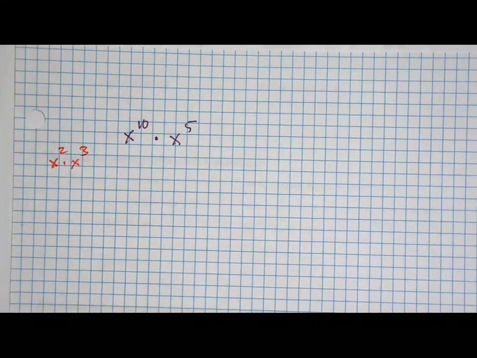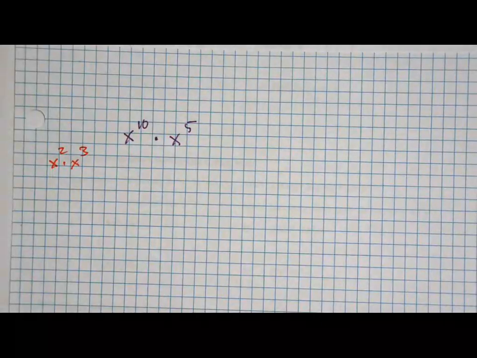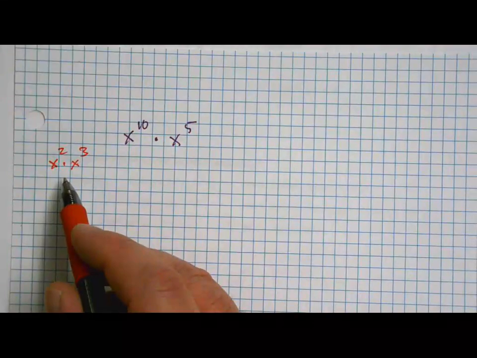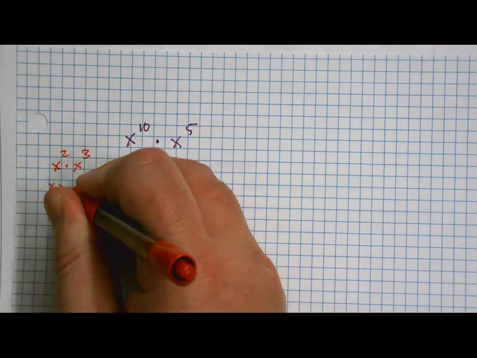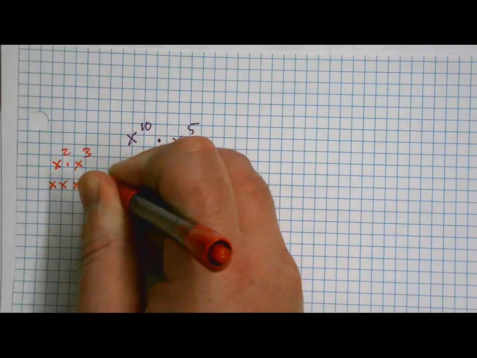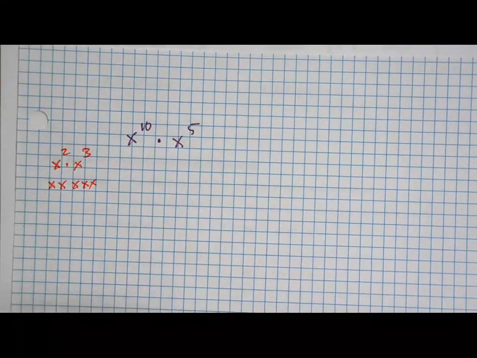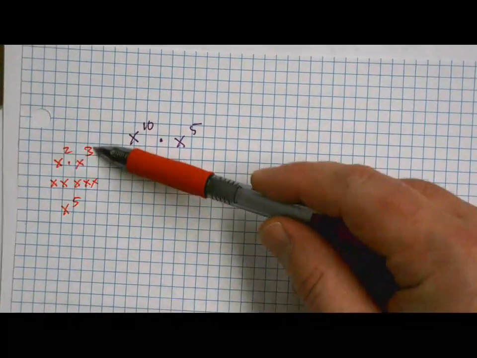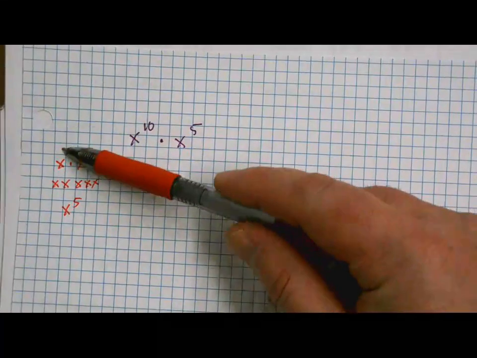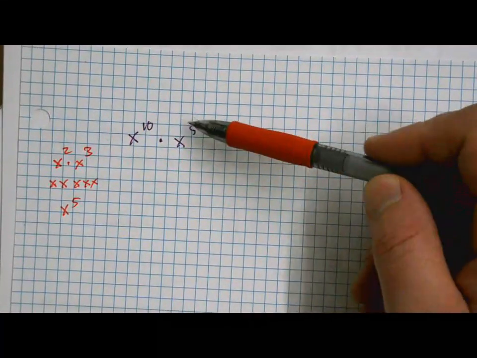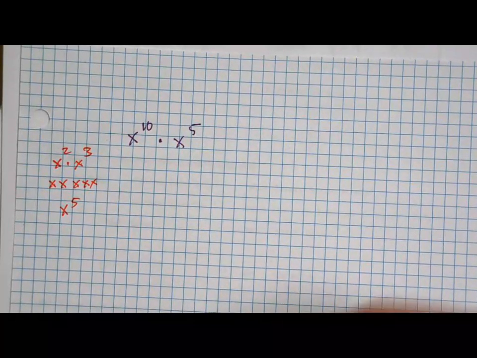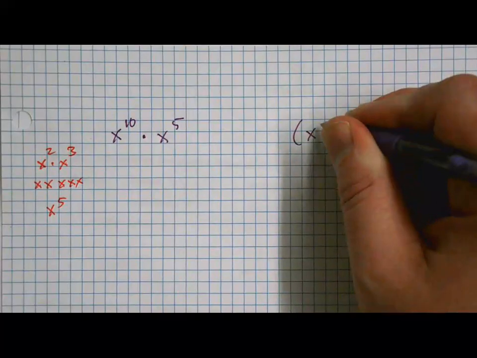So off to the side, you're going to write x to the 2nd times x to the 3rd. And you're going to ask yourself, if I were to write this out, how many x's would I be writing down? 1, 2, 3, 4, 5. Agreed, there's 5 x's there. That's x to the 5th. That makes me pretty certain that I'm adding the 2 and 3, right? And if I'm adding the 2 and 3 here, then I'm probably going to add the 10 and the 5 here. Agreed?